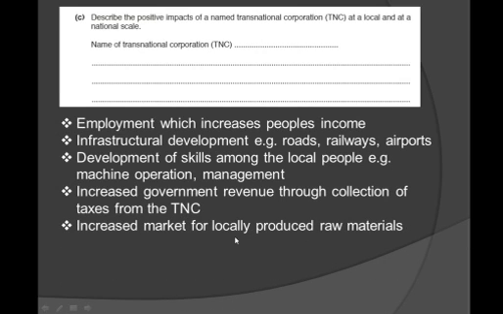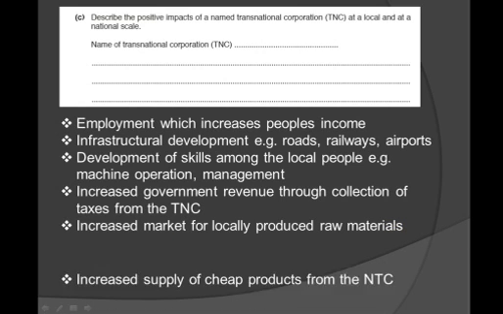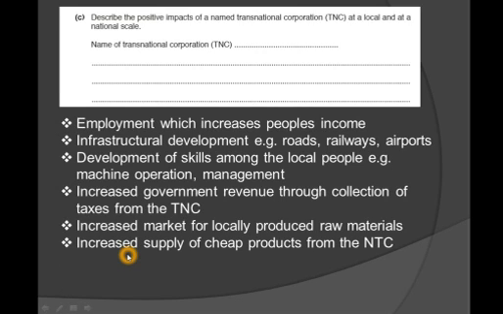Increased market for locally produced raw materials. In Indonesia, they produce rubber, they produce other raw materials, maybe cotton or other things. So these raw materials, the locally produced raw materials, are able to get market. These NTCs will buy these raw materials to be able to produce their products. So that is an advantage. It's a good thing.